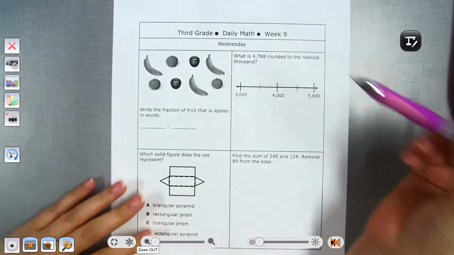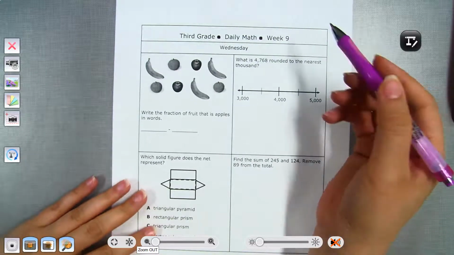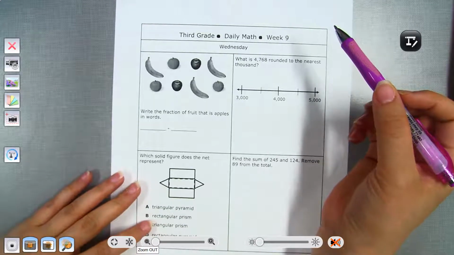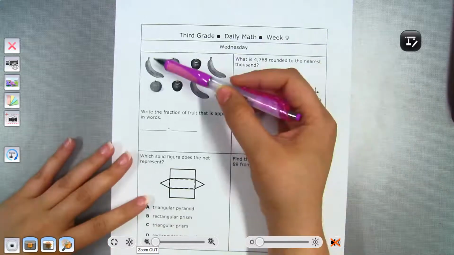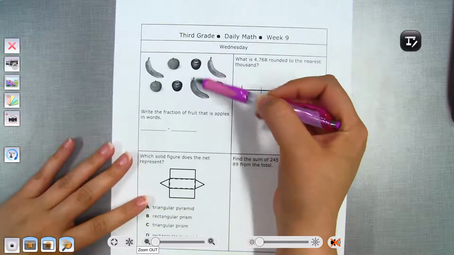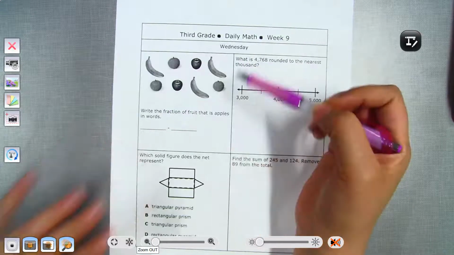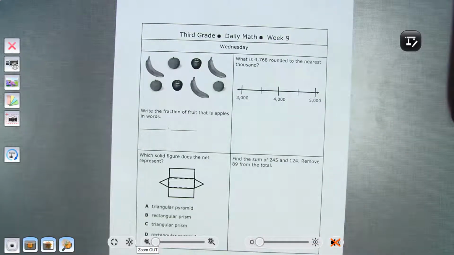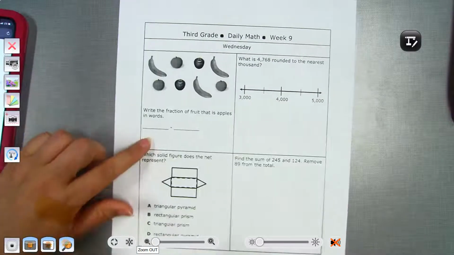So this is write the fraction of fruit that is apples in words. So we're looking for the apples. First off, let's see how many fruits there are. So we have 1, 2, 3, 4, 5, 6, 7, 8. So we have 8 because there are 8 types of fruit. Okay. So we know that it's going to be blank 8.